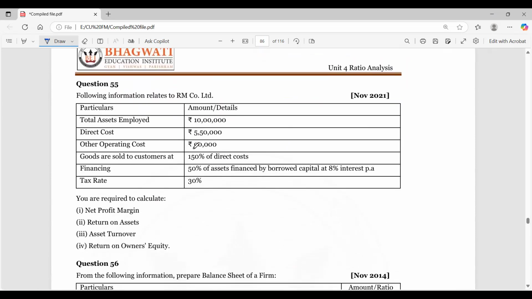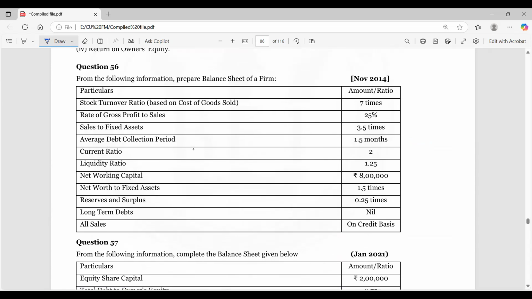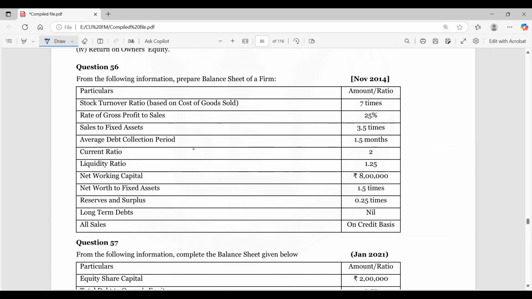55, if you remember, yesterday we solved on question 38. You remember 150% of direct costs. Look at question number 38, similar kind of question. 55 is homework, you can do similar to question number 38. Please make a note of it. 56 homework, easy question.